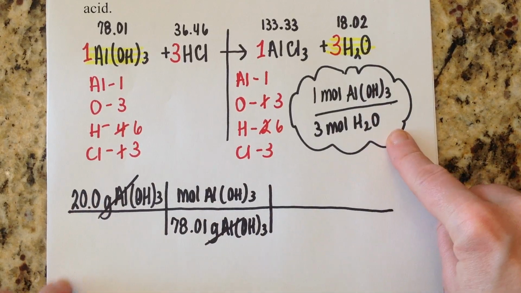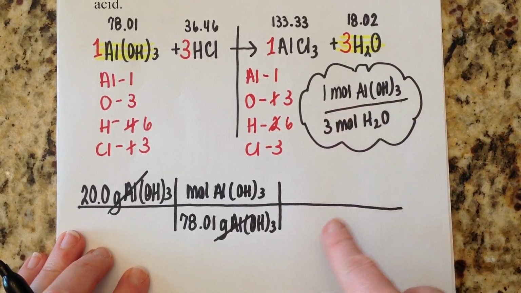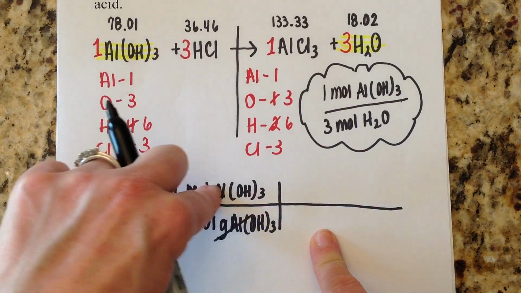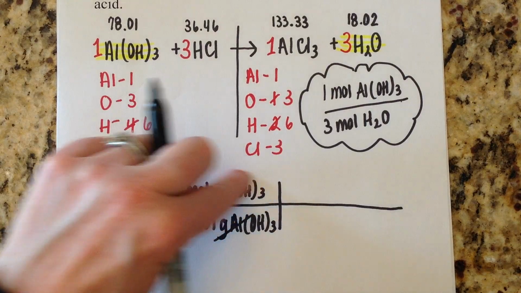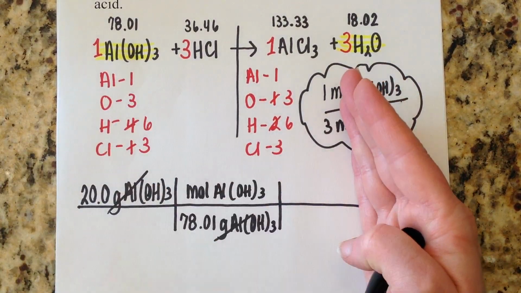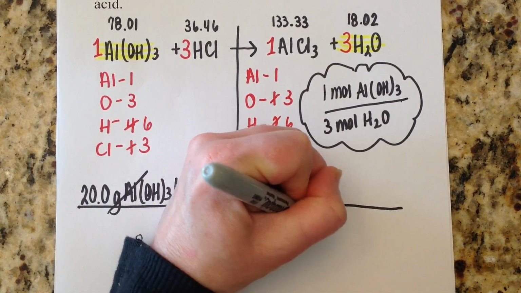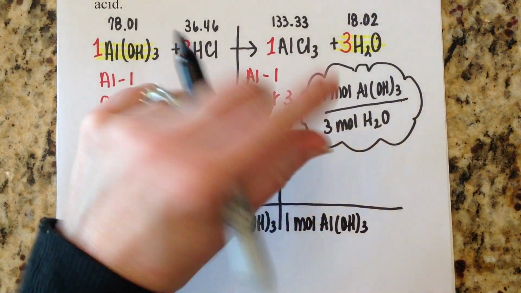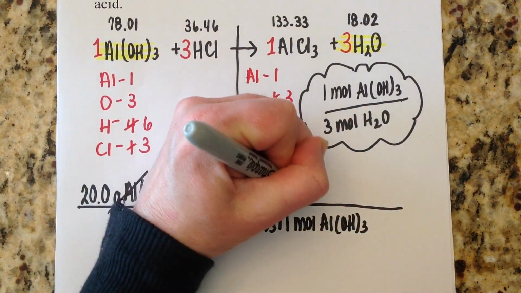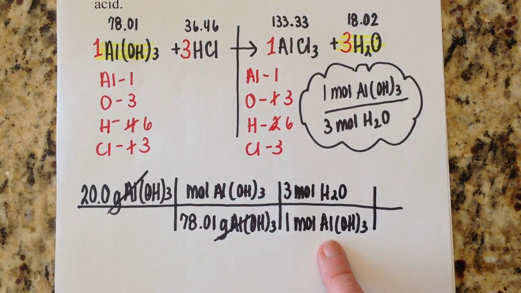Now, here's my mole to mole ratio. I've already figured that out. I'm going to have the moles of aluminum hydroxide on the bottom, because remember, whatever is on top, when we do dimensional analysis, factor label, whatever you want to call it, whatever's on the top here is always on the bottom in the next slot. So I have 1 mole of aluminum hydroxide to every 3 moles of H2O. Now what this step has done, this is so important, I have now switched substances.